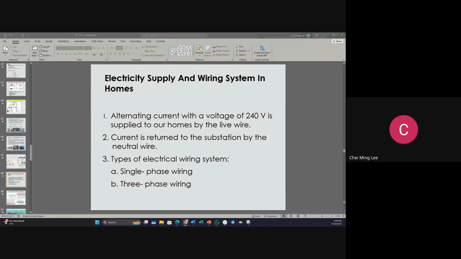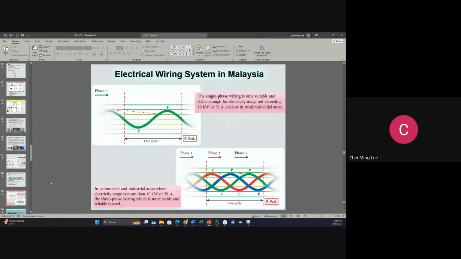So let's see the difference between single phase and three phase. It's actually in front of your home. Normally you will see, wait, I'm trying to see whether there is any, no, there's no two phase. They are either single or three phase. Okay, let's see single phase and three phase.